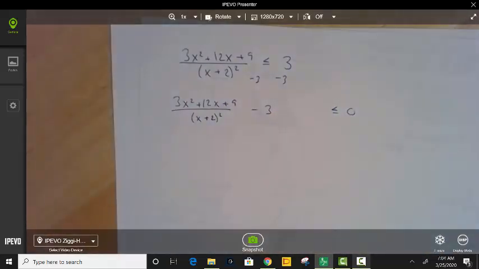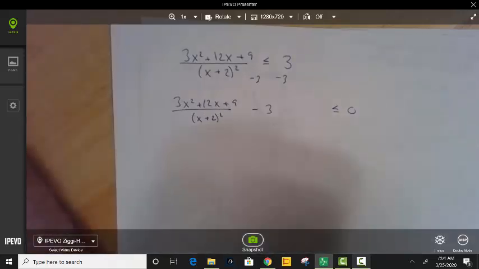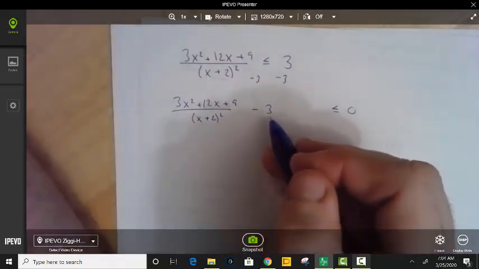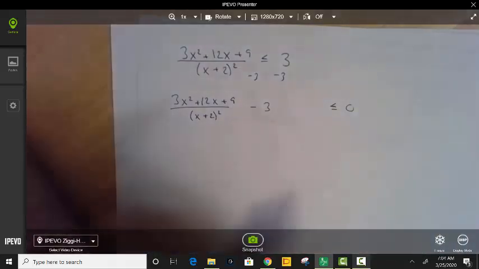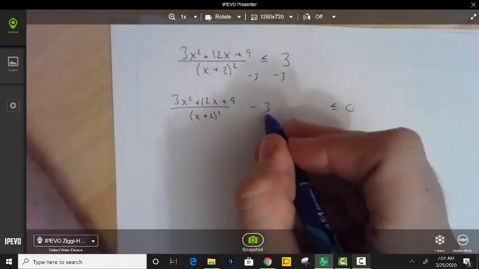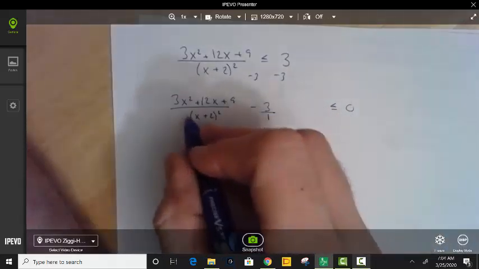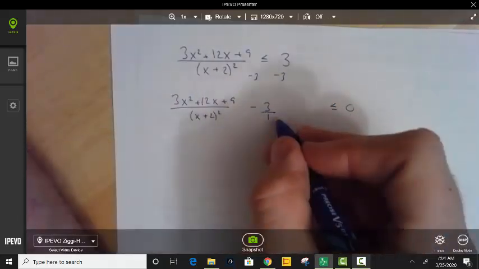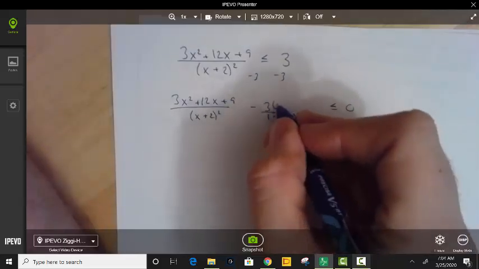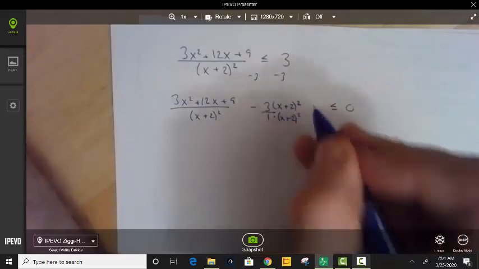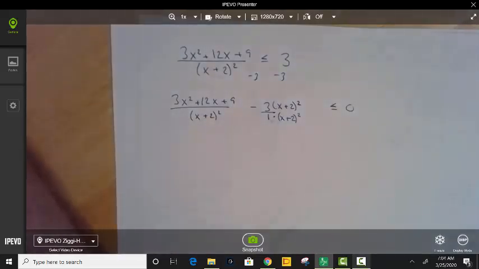I'm going to leave a little space here, guys, because I know where this problem is going. Now, in order to solve this and make this problem easier, we need this to be written as one single fraction. And this 3 is technically 3 over 1. And in order to subtract fractions, we need a common denominator. So we're going to times the top and bottom by x plus 2 squared.